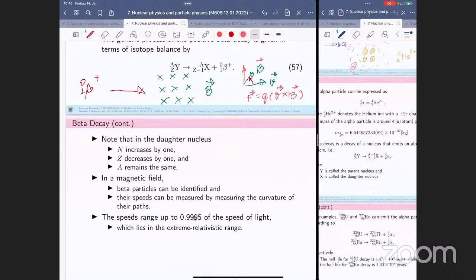Once it absorbs the energy, they're going to move very, very fast, almost the same scale as the speed of light, which is 0.9995, which lies in the extreme relativistic range. You know relativistic theory, right? We need to use a different theory in order to compare the momentum and so on. It's a little bit more complicated than the classical momentum, p = mv. We have to use the relativistic speed too.